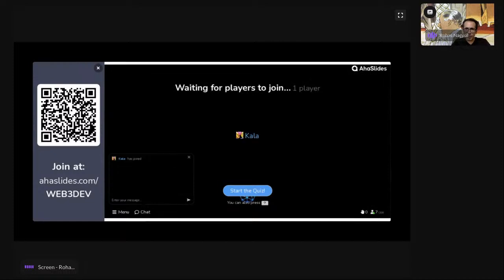In the meanwhile, the people who are already here, have you understood what you're supposed to do? On your phones, either scan the QR code or type in that URL which is there, ahaslides.com/web3dev. Both would work fine.